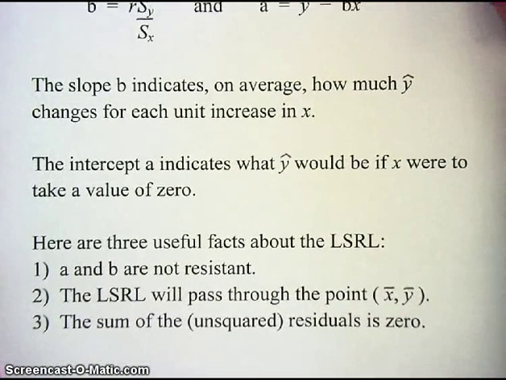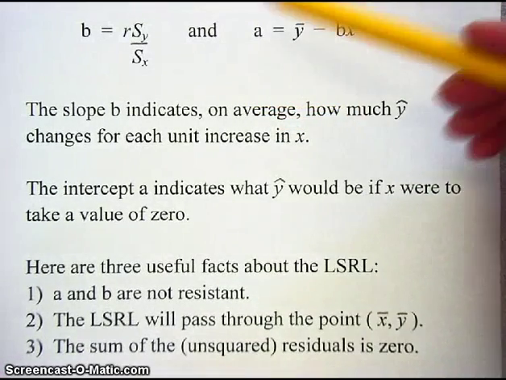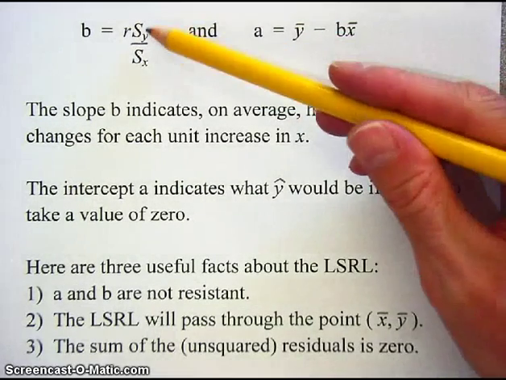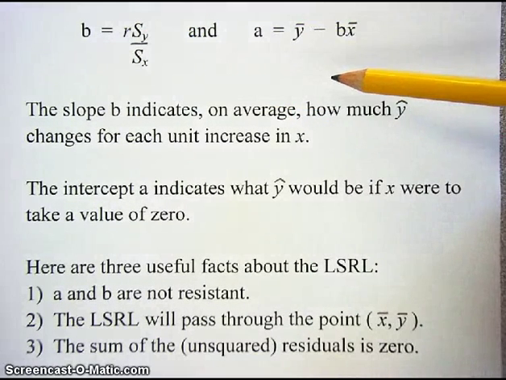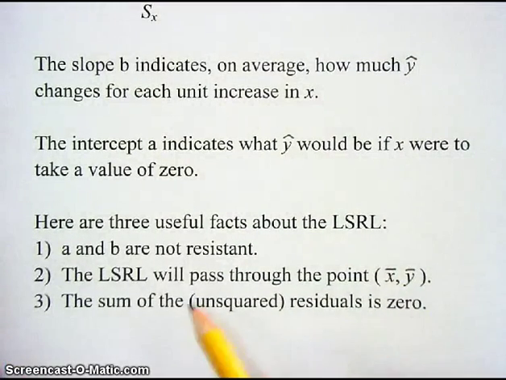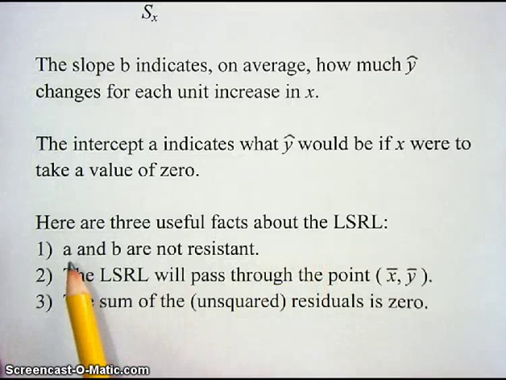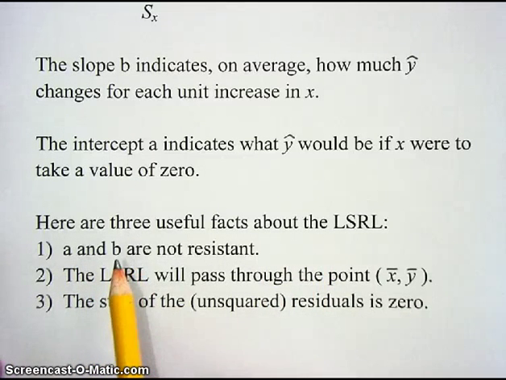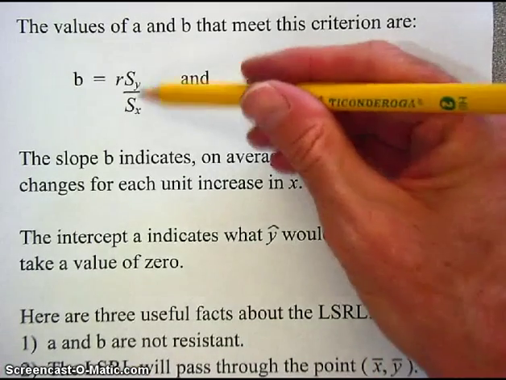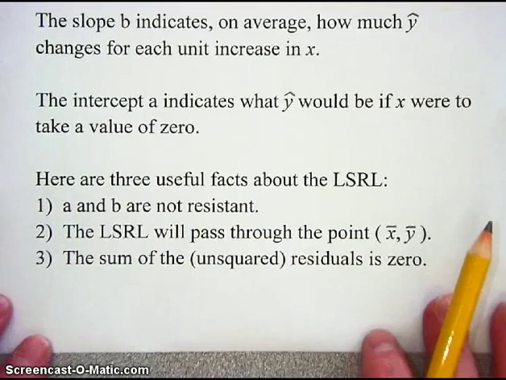Now, if you calculate a best fit line according to this particular recipe, you minimize the sum of the squared residuals and generate these two little formulas for B and A, and you apply those, plugging in values that you get from your data. You get your best fit line or your least squares regression line, and there are three useful facts to know about that line. Number one is the y-intercept and the slope coefficients A and B are not resistant. They are based on means, standard deviations, and a correlation, none of which are resistant. So A and B are not resistant either.